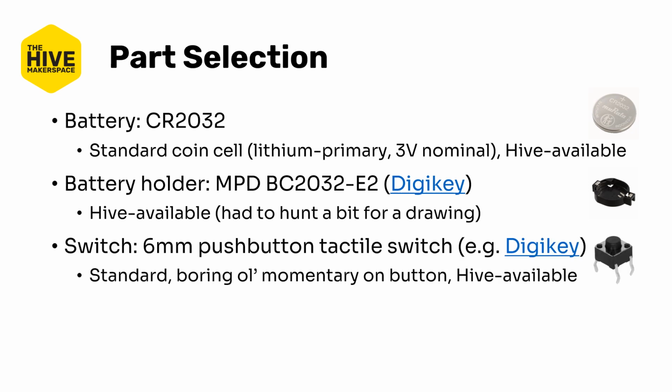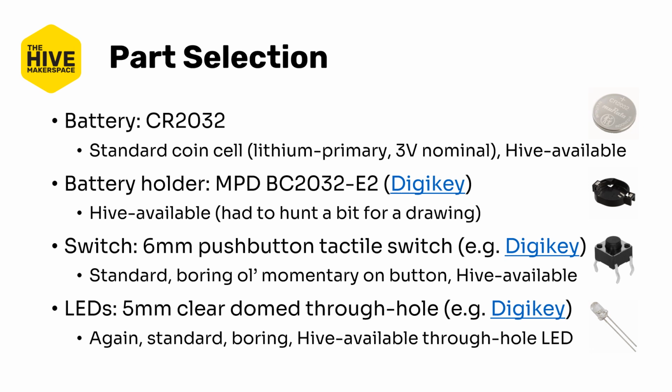The switch is a standard 6mm push-button tactile switch, which you've all used before, even if you didn't know you were using it. It's very standard. It's a momentary on button, and again, it's Hive available in a multitude of different colors as well. And the LEDs I also standardized to a 5mm clear domed through-hole LED, which is, again, the very standard LED that you've seen before. We also have that in a number of different colors and actually in kind of super bright models as well.